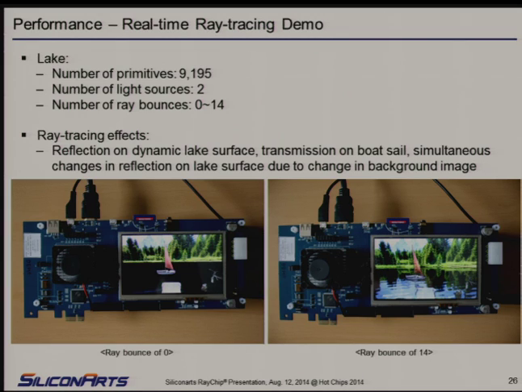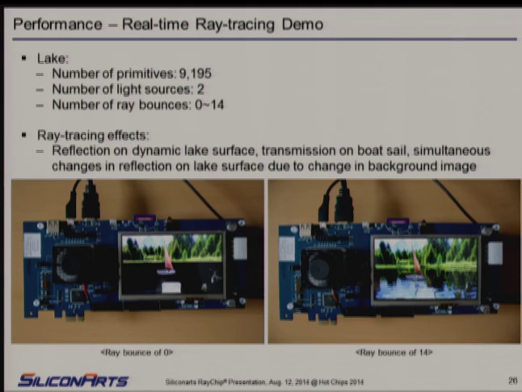Here are some examples of how RayChip performs in two different settings. The left-hand side image is rendered at ray bounds of 0, and as you can see, there are no light effects. On the other hand, the right-hand side image is rendered at ray bounds of 14, and there are natural light effects depicted on the dynamic lake surface. Also, simultaneous expression of reflection and refraction can be realized when the background image is changed immediately.